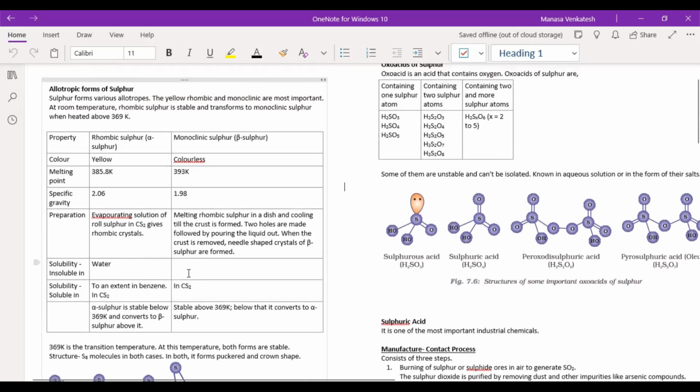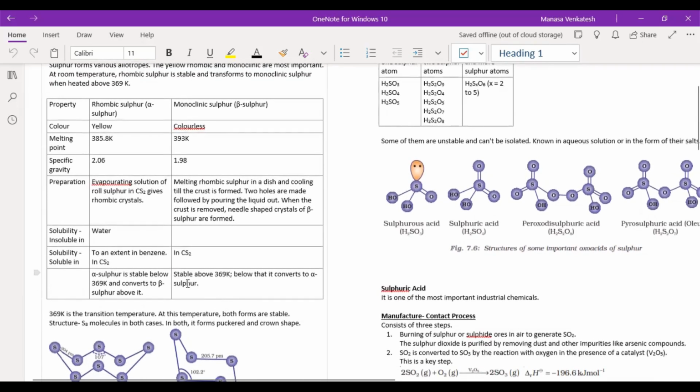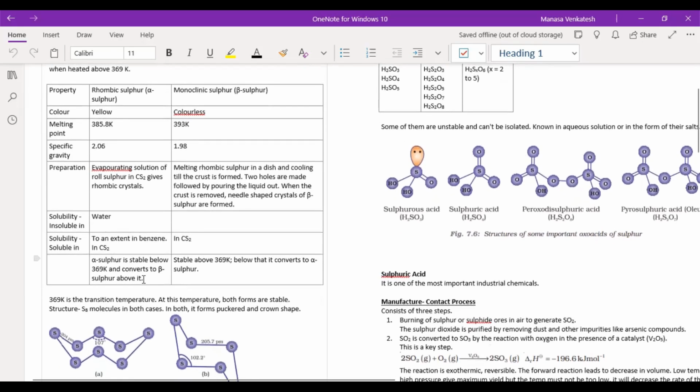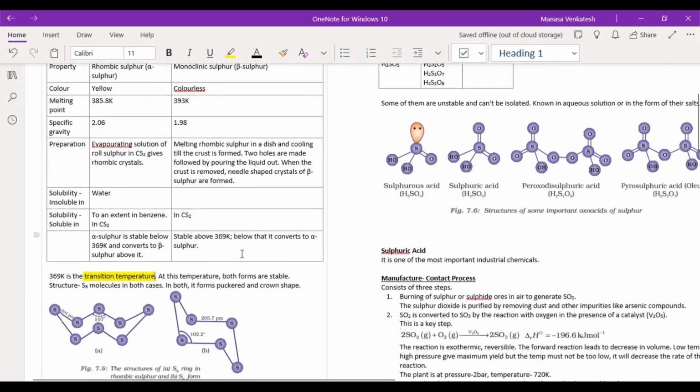So obviously the stability is the opposite. Above 369, monoclinic is stable. Below that, it will convert to rhombic sulfur, or alpha sulfur. So 369 Kelvin is referred to as the transition temperature. At this temperature, both the structures are stable. Both rhombic as well as monoclinic structures will be stable at 369 Kelvin.